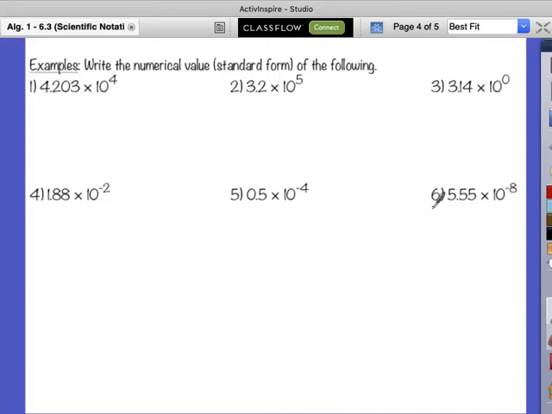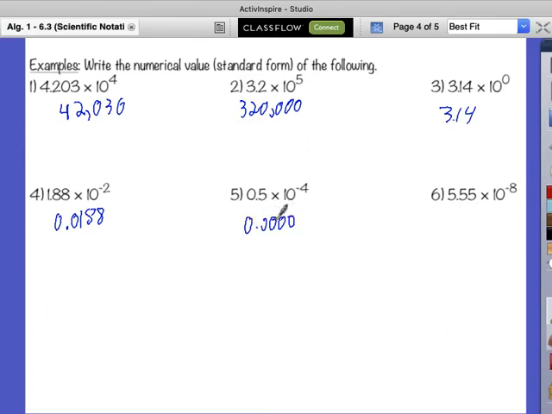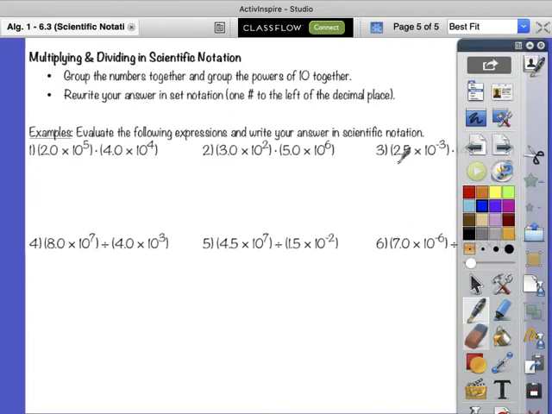Alright, anybody have any questions on these? No, sir. Okay, I'm just gonna go through quickly and write the answers. 42,030, 320,000, 3.14, 0.0188, 0.1234 zeros, 5, and then 0.123456 zeros, 5. Okay, continue on right below this.